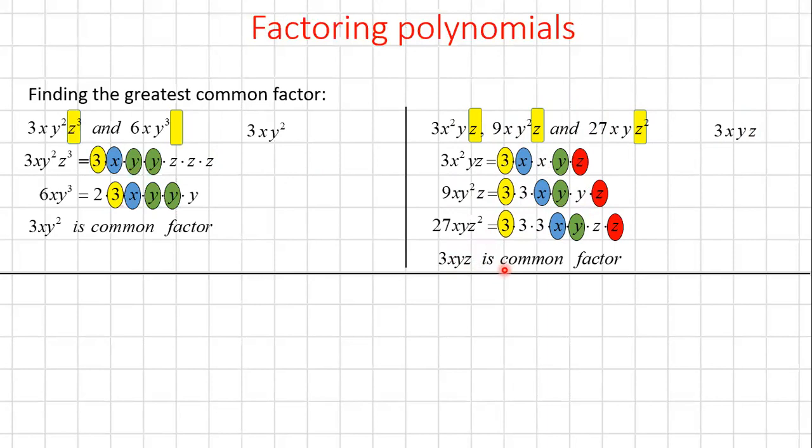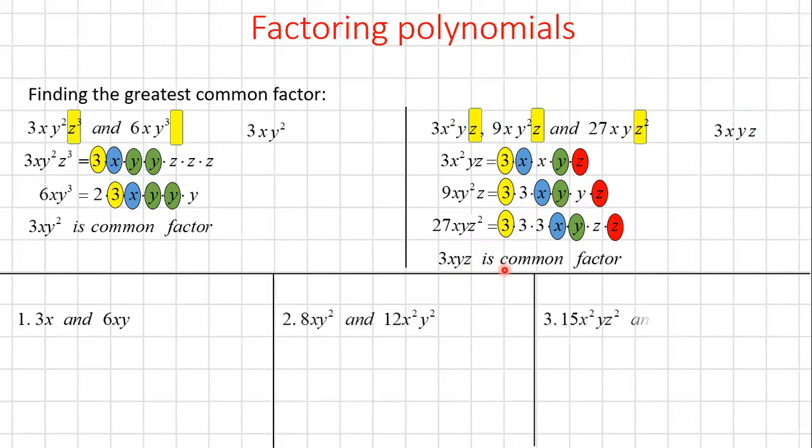Well, now for examples. What is the greatest common factor of 3x and 6x? As in the previous examples, 3 and 6 gives 3, and x and x is x. And there's no y, so you don't need to look at it. So 3x is the greatest common factor of these two terms.